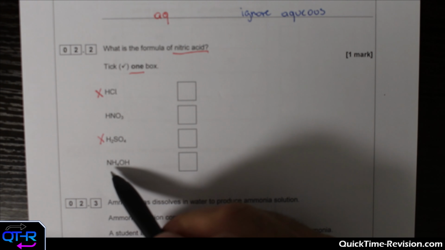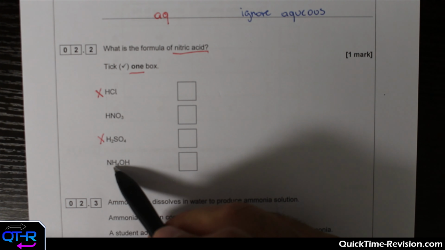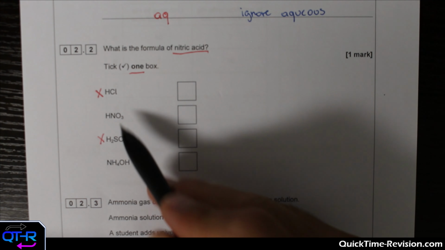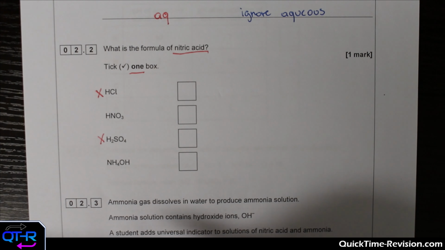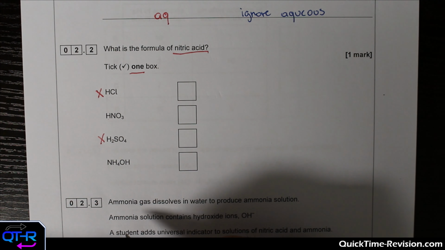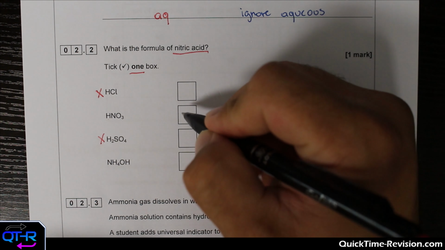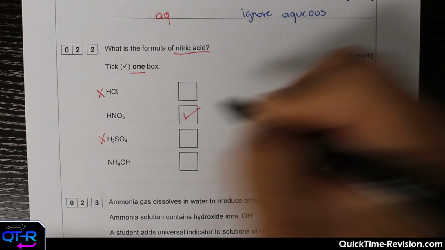Now, in this other one, we have NH4OH. Now, it is a matter between these two. Which one of those is my answer, okay? But naturally, it's gonna have to be this one here, okay? This is your nitric acid formula.